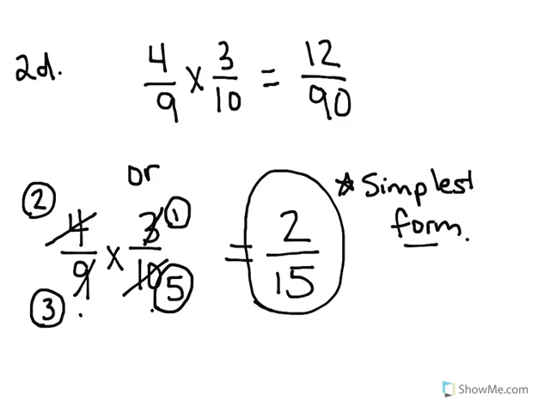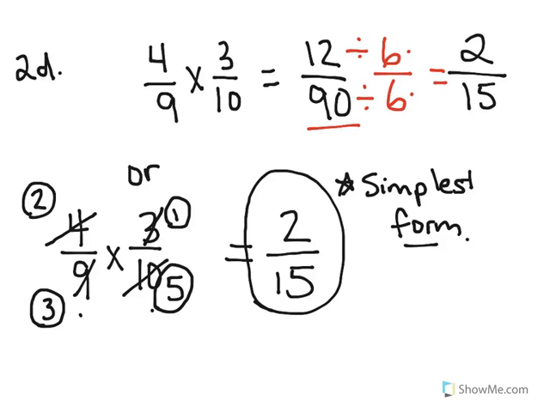So if you take a look back to my original answer of 12/90, I could reduce 12/90. If I divide 12 by 6 and 90 by 6, notice that I'm dividing by a version of 1. 6 divided by 6, 6 is equivalent to 1. So I'm not changing the value at all. If I do 12 divided by 6, I'm going to get 2 in my numerator, and 90 divided by 6 will give me 15 in my denominator. So notice that if I simplify my answer of 12/90, I would then get the equivalent fraction of 2/15.